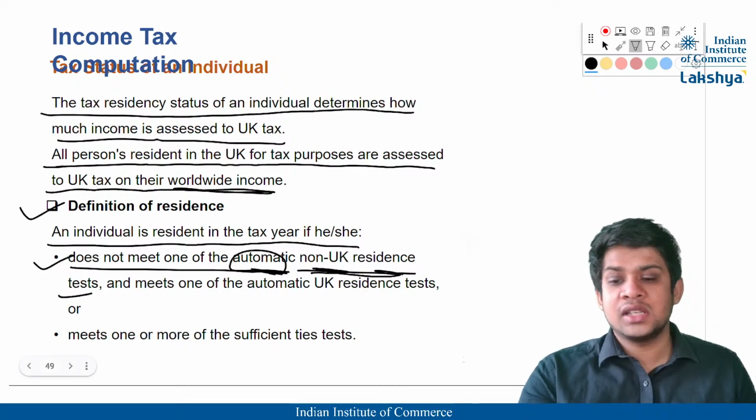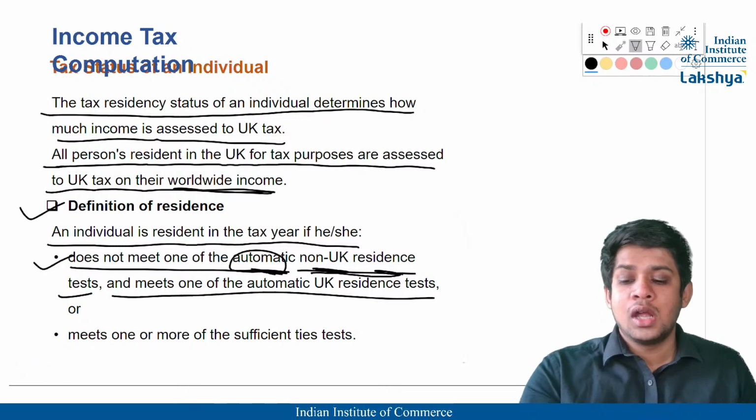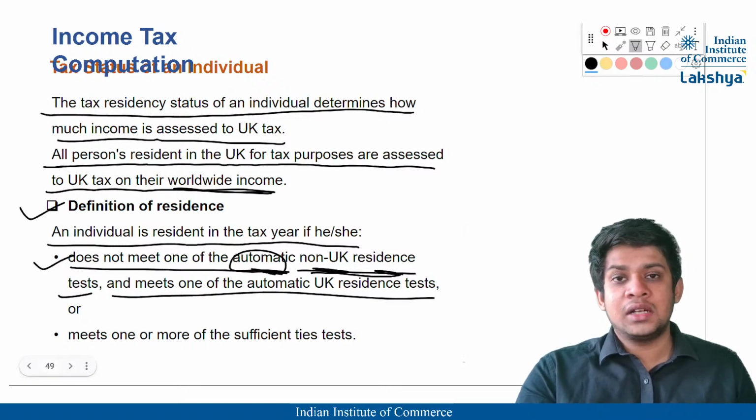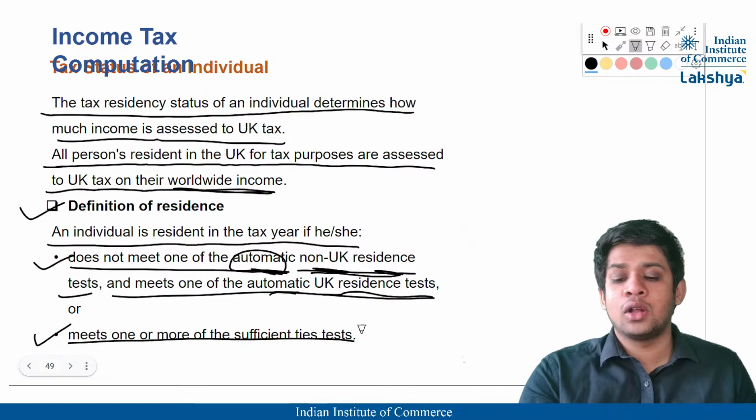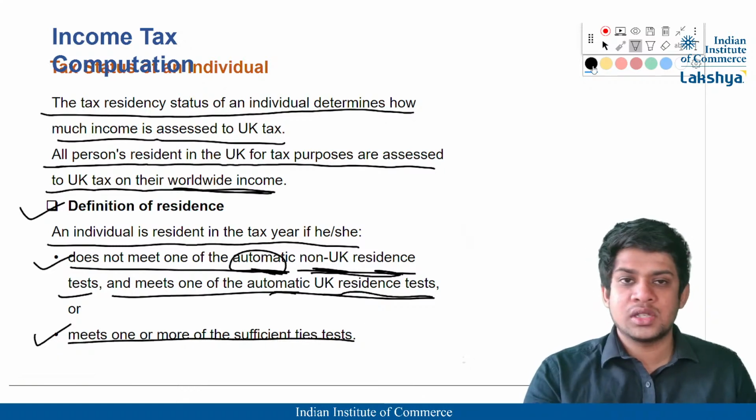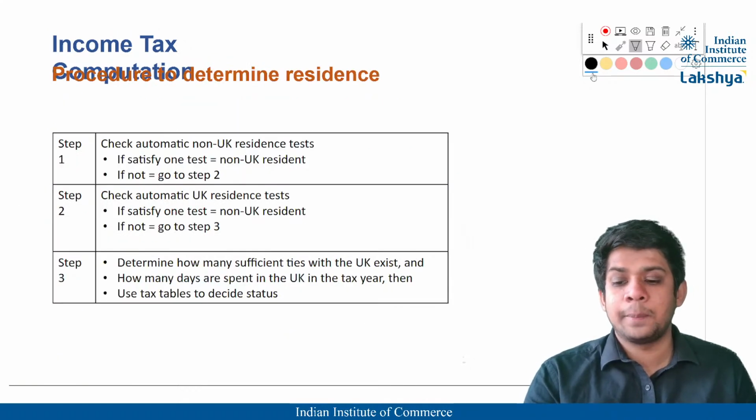Okay. So there is a non-UK residency test automatically. And if you meet those tests, then obviously you will be a non-UK resident automatically. Okay. And if in case you do not meet that automatic non-UK residency test, then you will go further to the automatic UK residency test. Okay. And lastly, if that also does not suffice to identify the residential status of an individual, then in such a case you will see one or more ties. Okay. Now what are those ties and everything? You'll understand one by one.